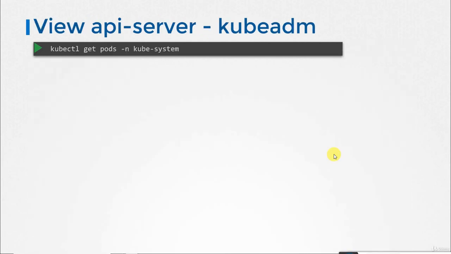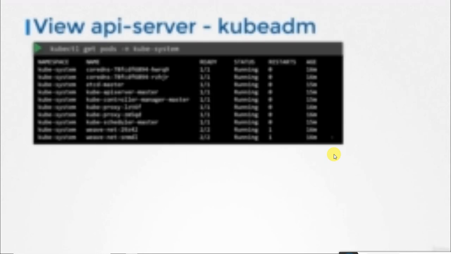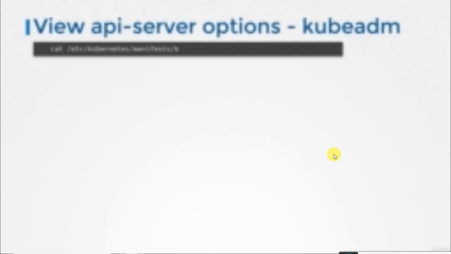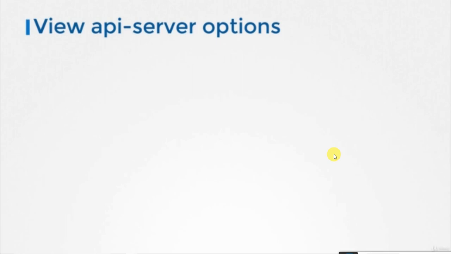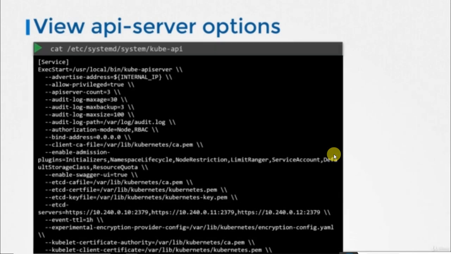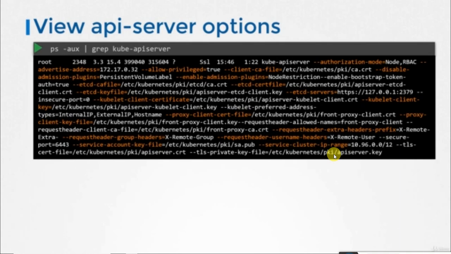So how do you view the kube-api server options in an existing cluster? It depends on how you set up your cluster. If you set it up with the kubeadmin tool, the kubeadmin deploys the kube-api server as a pod in the kube system namespace on the master node. You can see the options within the pod definition file located at etc kubernetes manifest folder. In a non-kubeadmin setup, you can inspect the options by viewing the kube-api server service located at etc systemd system kube-api server.service. You can also see the running process and the effective options by listing the process on the master node and searching for kube-api server.